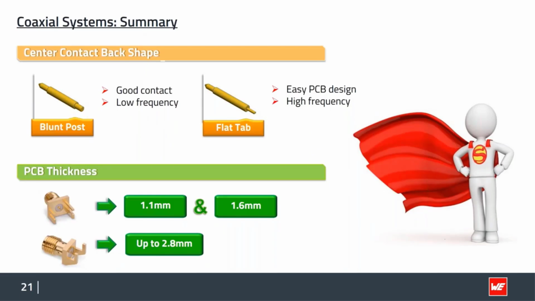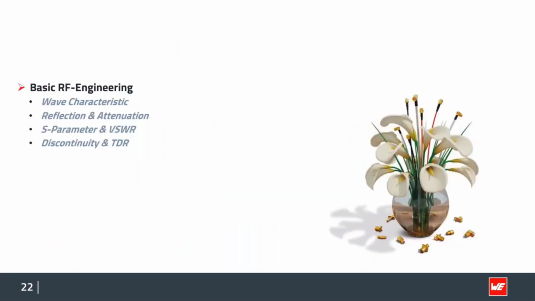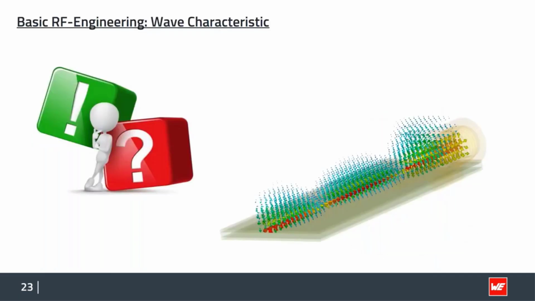And now we will jump to the basic RF engineering. We will talk a little bit about wave characteristic, about reflection and attenuation, the S parameter and VSWR measurement, and about discontinuity and TDR measurement. Let's start with the wave characteristic.